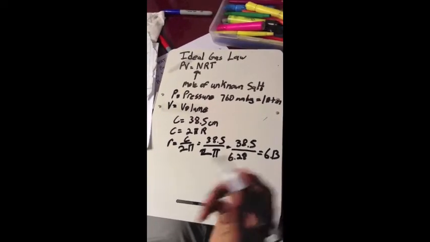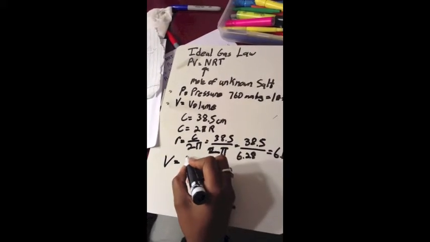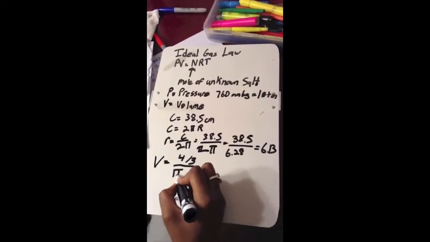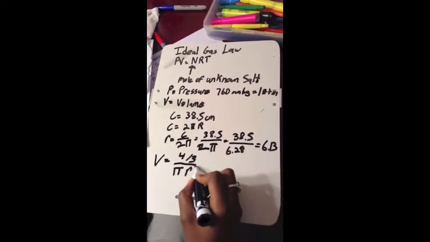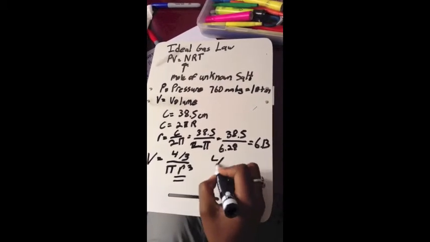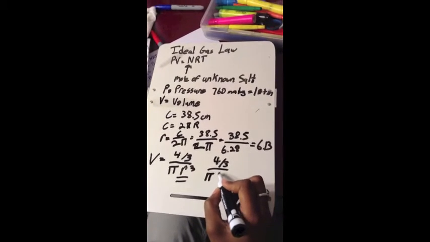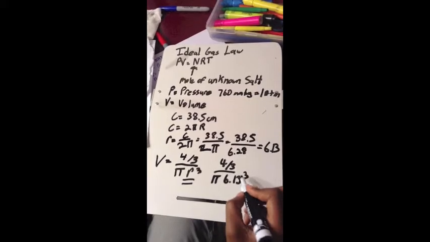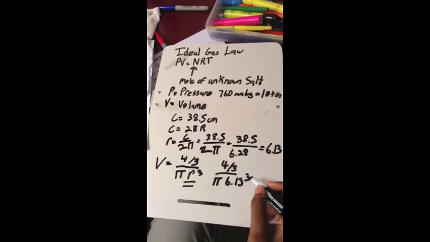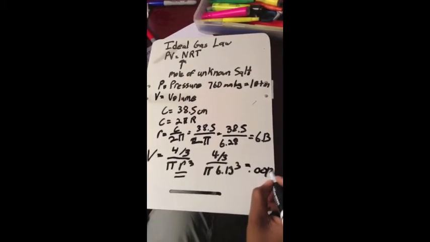Now to find the volume of the balloon, the equation we used for volume was 4/3 pi r cubed. We know pi, so we just need to plug in r, which was 6.13, to the third. We then got a calculation of 0.0018.